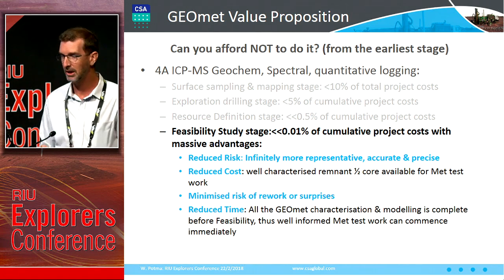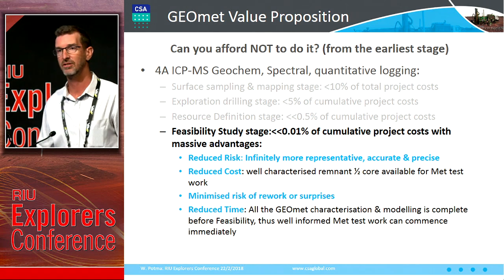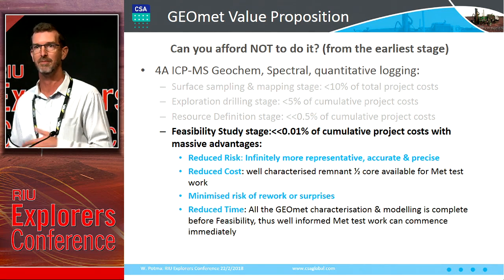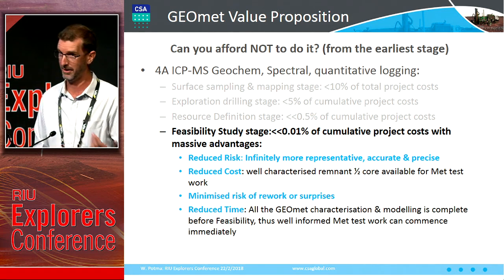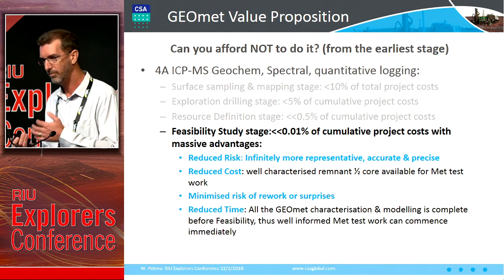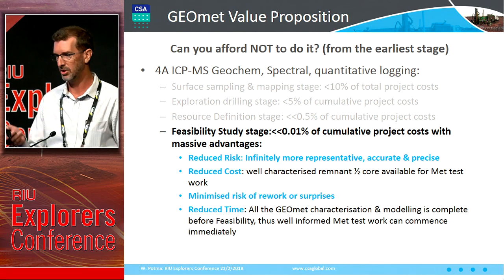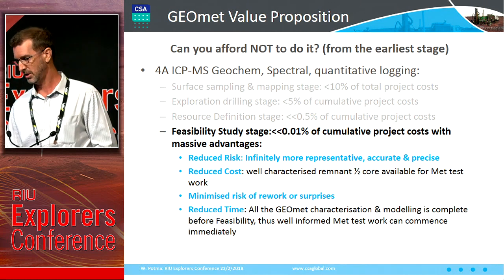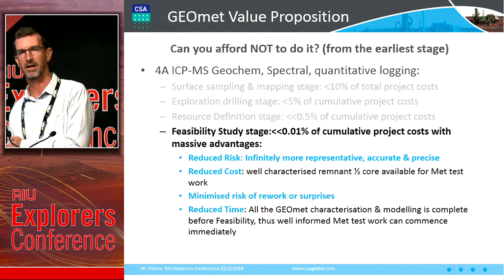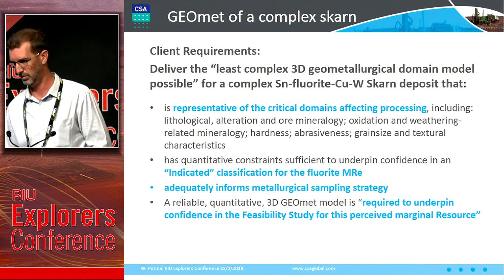We've reduced the cost in a number of different ways, not the least of which is we have a bunch of half-core remnant core that's perfectly characterised that can then be thrown in for MET test work rather than doing additional re-drilling. We've minimised the risk of rework and surprises, and we've reduced the time to get the GEOmet model out as part of either the feasibility study or whatever you're up to.